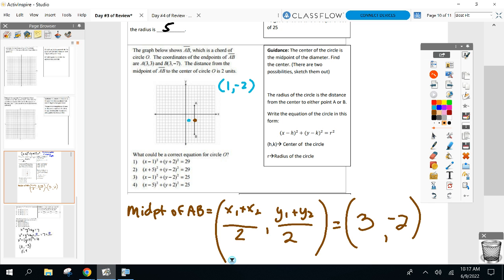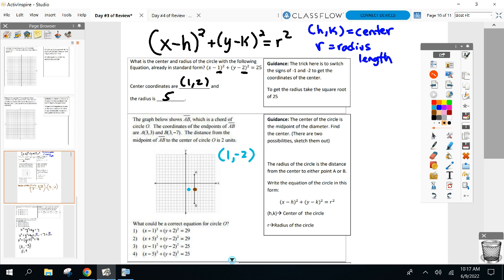What else do I still need? I got the center part done. What's the other part of the circle formula? I got the center. What's the other part? Need to figure out what the radius is, right?